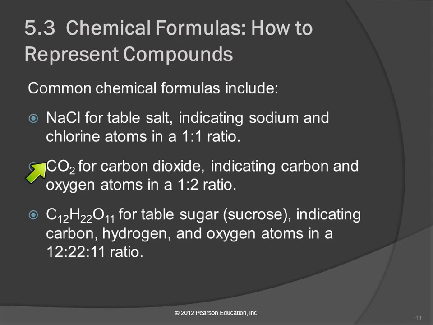There's CO2. 2 oxygens for 1 carbon. This is the formula for table sugar, sucrose. C12H22O11. That one's a lot bigger, isn't it? But this is the lowest ratio. C12H22O11. So there's 12 carbons for every 22 hydrogens for every 11 oxygens. And that's what a chemical formula means.